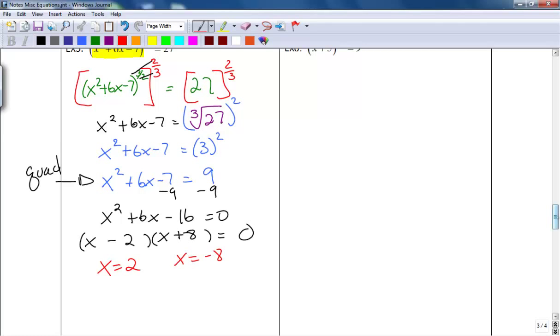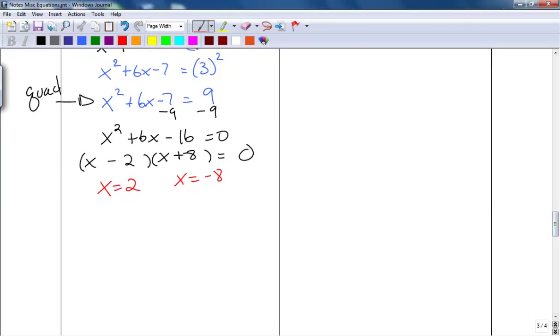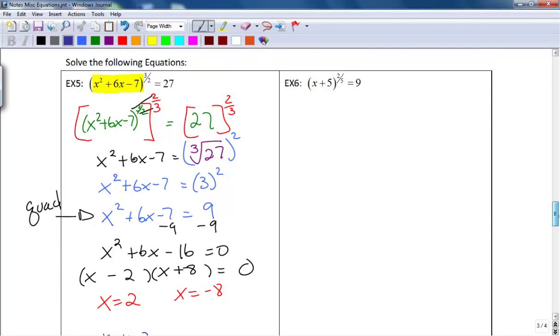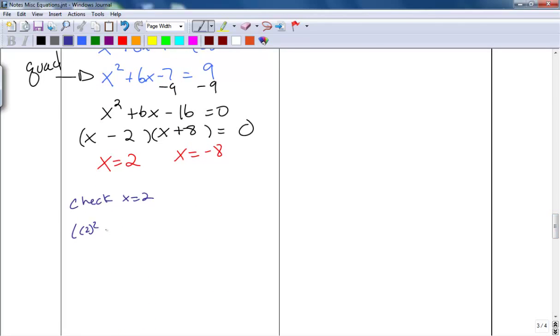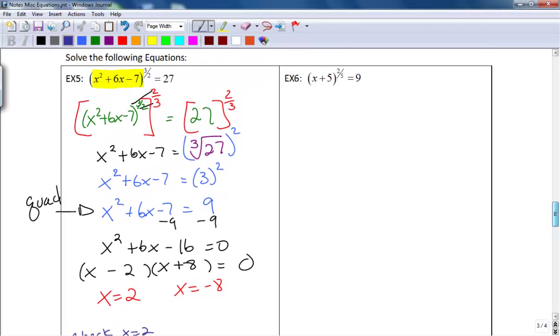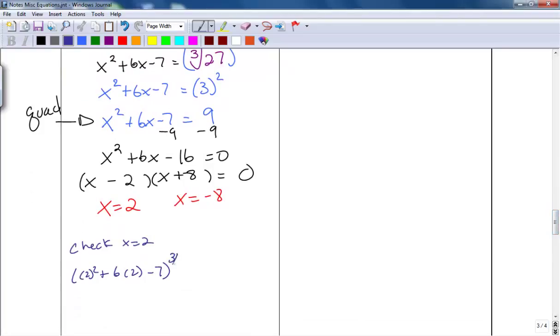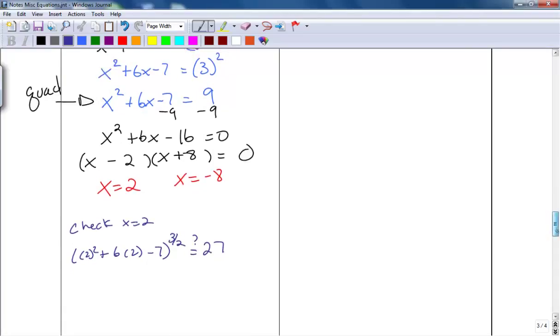Last step says to check. So let's go ahead and check. We have to check and make sure that this actually works. So I'm going to start by checking x equal 2. And what I need to do is place it back into the original up here. It's x squared plus 6x minus 7. So I write 2 squared plus 6 times 2 minus 7, and it was raised to the 3 halves, and we need to figure out, does that actually, with a question mark, equal 27?